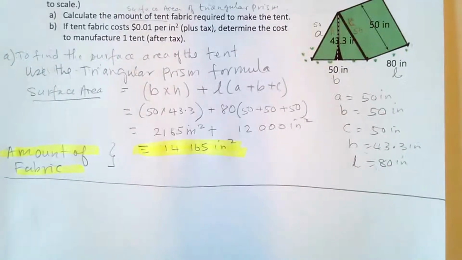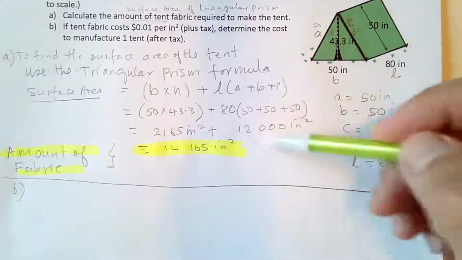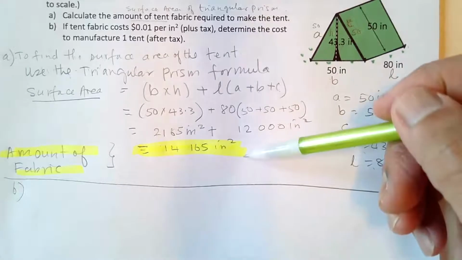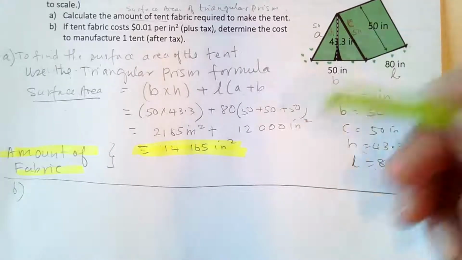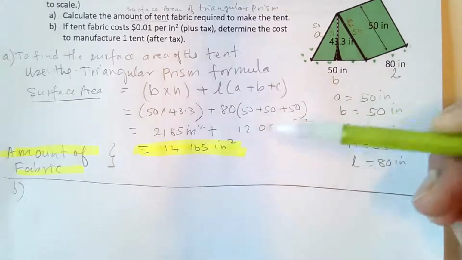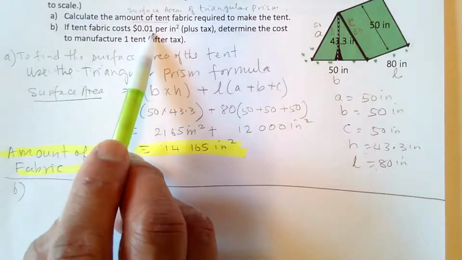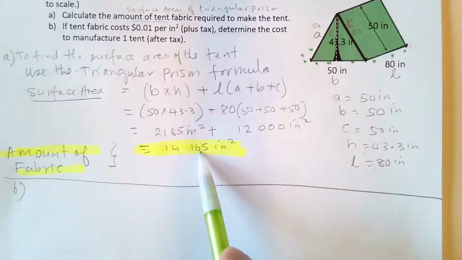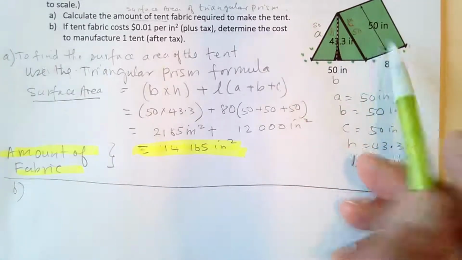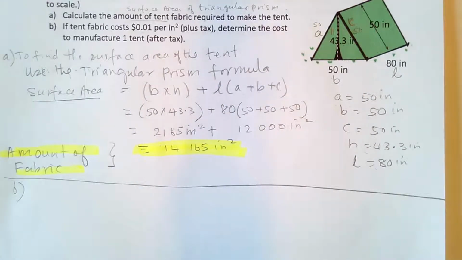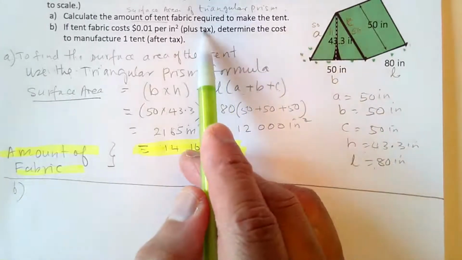B asks you if the tent fabric costs $0.01 or 1 cent per square inch plus tax. So we have to add our 12% tax. Determine the cost to manufacture one tent. Now, we found the amount of area or fabric you'll need to make one tent. Now, that'd be 14,165 square inches. Find how much this will cost now. It tells us it's 0.01 per square inch. So we'll multiply the area or the amount of material for the fabric by 0.01 to give us the cost or the price we'd have to pay the merchant. Then you have to add 12% tax to that amount.